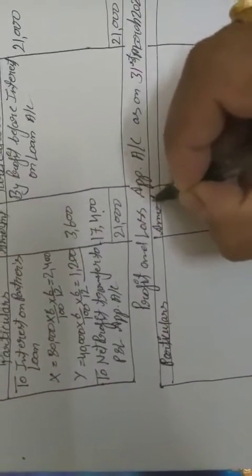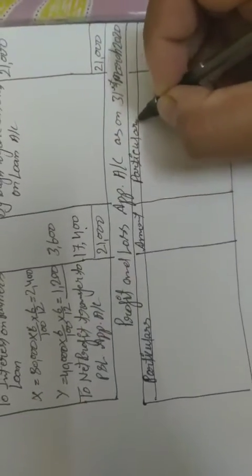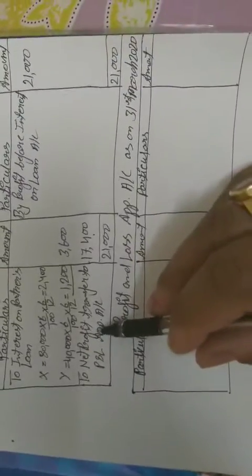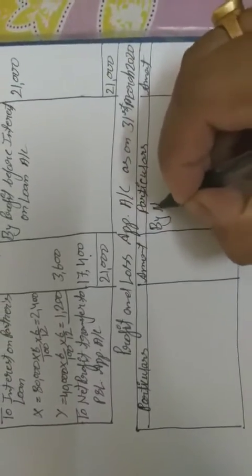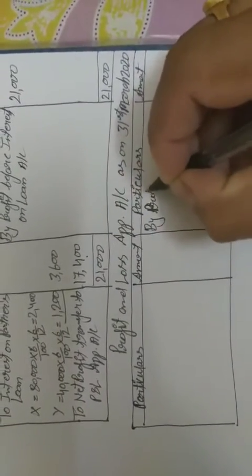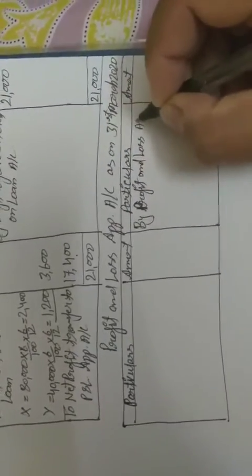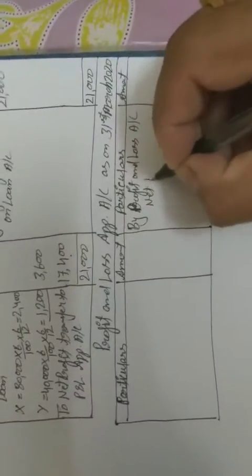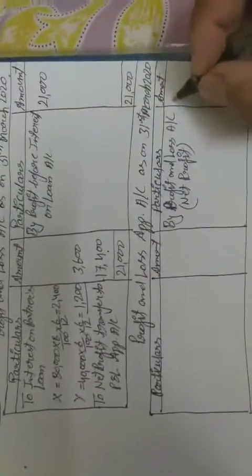Particulars, amount, particulars, amount. So this profit is transferred to the credit side in the P&L appropriation account by profit and loss account, and we can write in a bracket that it is net profit. The amount is 17,400.